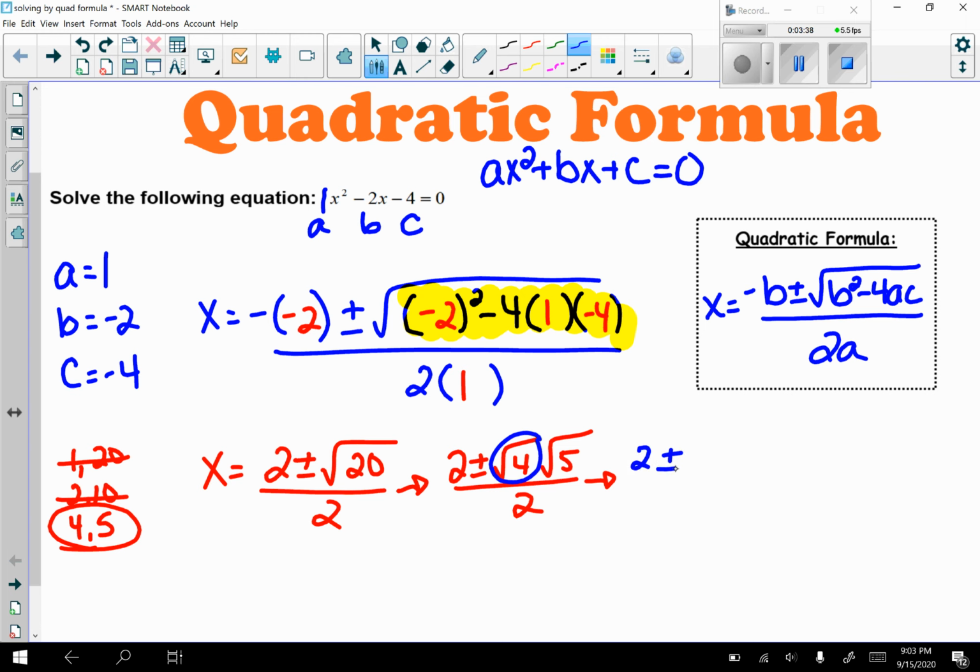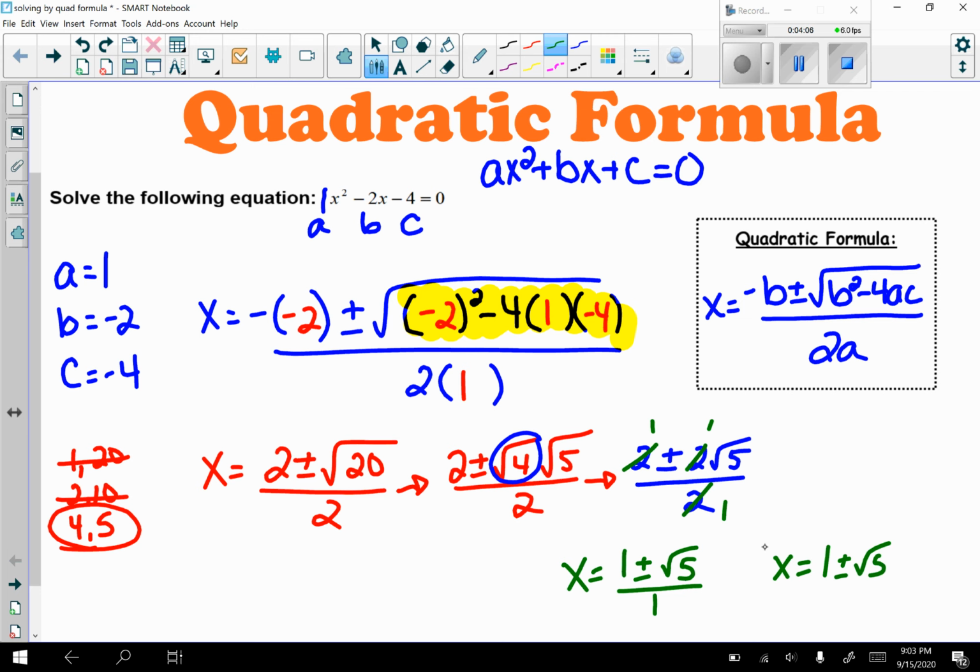And now you're going to cover up the radical and divide everything else by a GCF. So they can all be divided by 2. And I have x equals 1 plus or minus radical 5. If you want to put it over 1, you can, but you will just typically see it as 1 plus or minus radical 5. So that's how you solve with the quadratic formula.